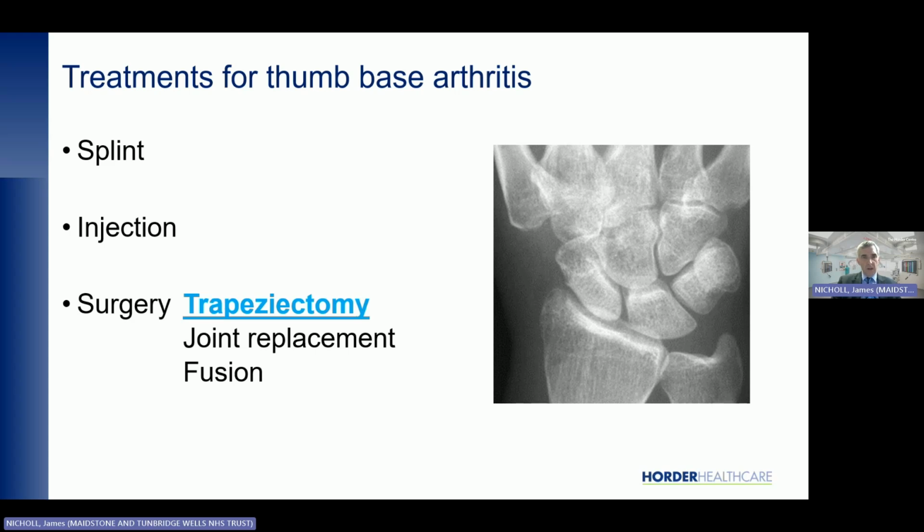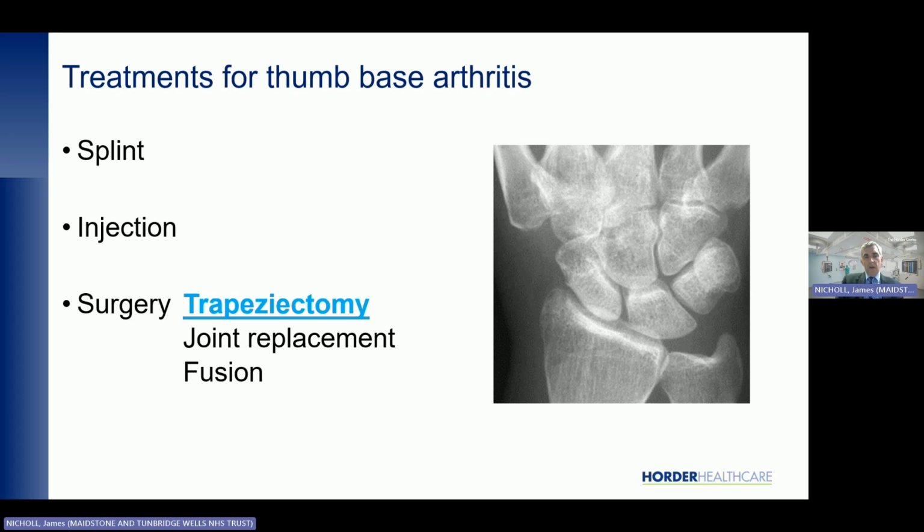And the thing I particularly like about this as an operation is, when I'm not working at the Horder Centre, I'm a consultant in Tunbridge Wells, and the first person to describe this operation and write it up, in the American Journal of Hand Surgery in the 1940s, was a man called Harvey Jervis, who was an orthopaedic consultant at the Kent and Sussex in Tunbridge Wells. So he's a predecessor of mine in Tunbridge Wells, and he's known throughout the world as the man who described this operation, the trapeziectomy.